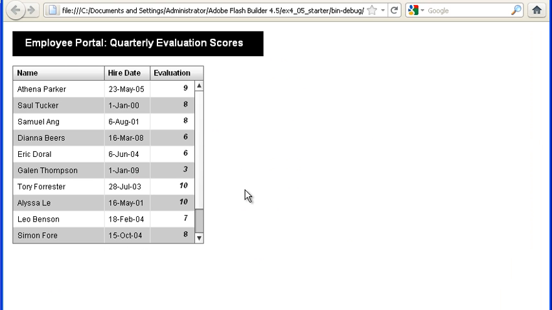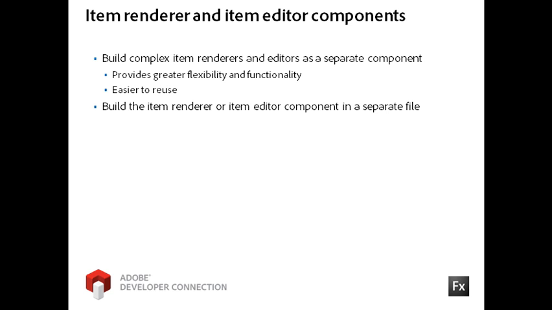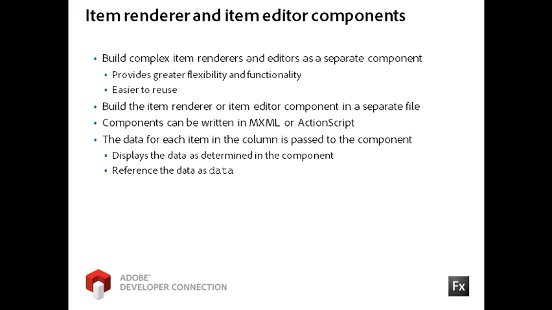You can see that the text in the evaluation column of the data grid control still displays the evaluation data, but is now formatted. A complex inline item renderer might be better built as a separate component. If you create a component item renderer, you will have greater flexibility and functionality. In addition, it is easier to reuse your item renderer if it is a component. You have to build your item renderer or item editor component in a separate file. These components can be written in either MXML or ActionScript. The data for each item in the column is referenced as the data property and is passed to the component, whereby the component determines how the data is displayed.